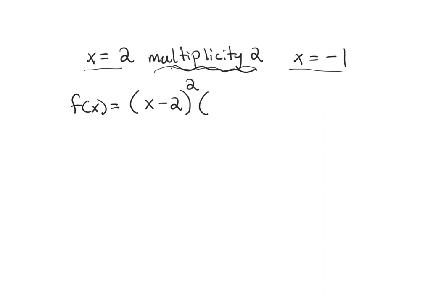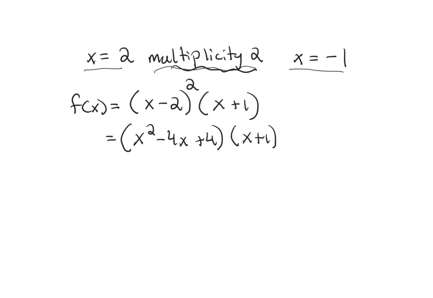And now a solution of -1 means you'll have a factor of x plus 1. And now we can expand that. So x minus 2 squared would be x squared minus 4x plus 4. And then we have to multiply that by x plus 1. And if you're wondering how I got that, just remember x minus 2 squared means x minus 2 times another x minus 2. So now let's distribute this x in.